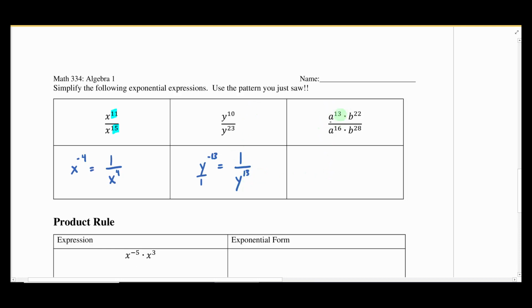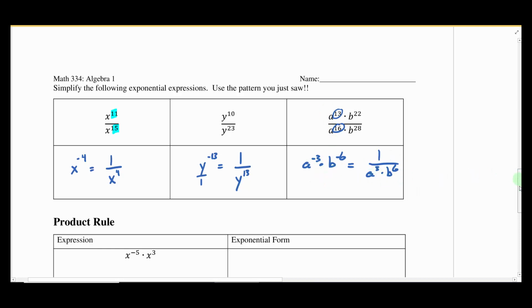All right, one more time, this time again with multiple variables. We'll take care of the a first. So I do 13 minus 16, so we're going to say that is a to the negative third, times, and then we do the b. So we do 22 minus 28, so that is b to the negative 6. This is a good way to write it. I could also do the flip, where I put this over 1, so this would turn into an a to the positive 3 in the bottom and a b to the positive 6 in the bottom. So this would be equivalent to this.